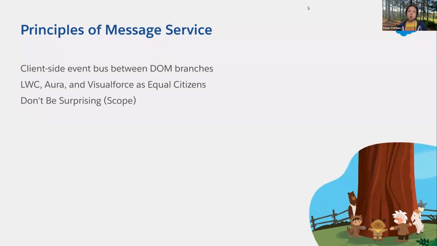So scope is really about being able to have components turn on and turn off when they are being used in certain parts of the user interface. That's the don't-be-surprising part: if you want a component to not be active when it's, say, on a tab that isn't selected, you can do that with Lightning Message Service.